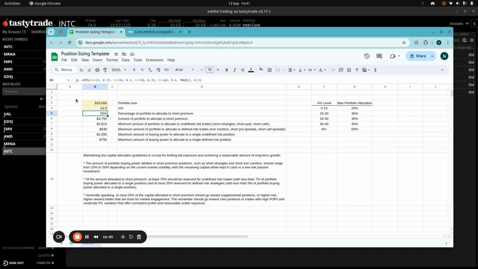All you need to then do is use this information to form the backbone of your portfolio. It will tell you how much money to allocate to undefined risk positions, defined risk positions, how much to allocate to short premium positions in general. And of course, there is an explanation as well, explaining everything, how it works. So use the position sizing template. You'll be completely fine. There's a link in the description below. Click that and it will take you to the position sizing template.